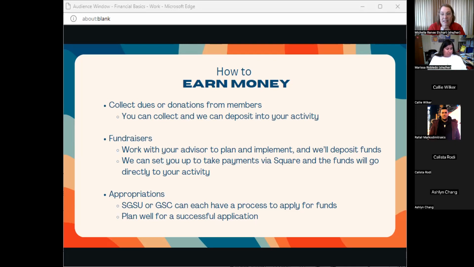Yeah, I was wondering, what if our advisor already has cash and checks that were previously collected? Would we be able to put that in the system somehow? Oh yeah, you can definitely deposit that. You can drop it off in Center for Student Involvement. Just make sure that we know what group it's for, and we will do a deposit for you.